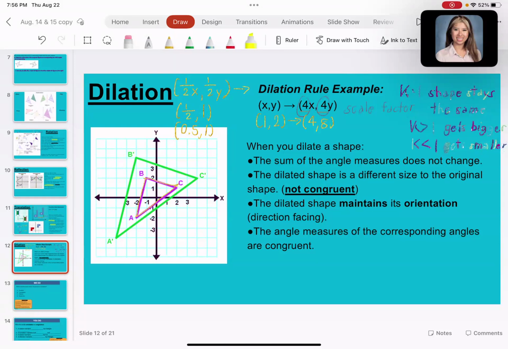So again, the sum of the angle measures does not change, but because the size changes, the shape is not congruent. It does not maintain its congruency.